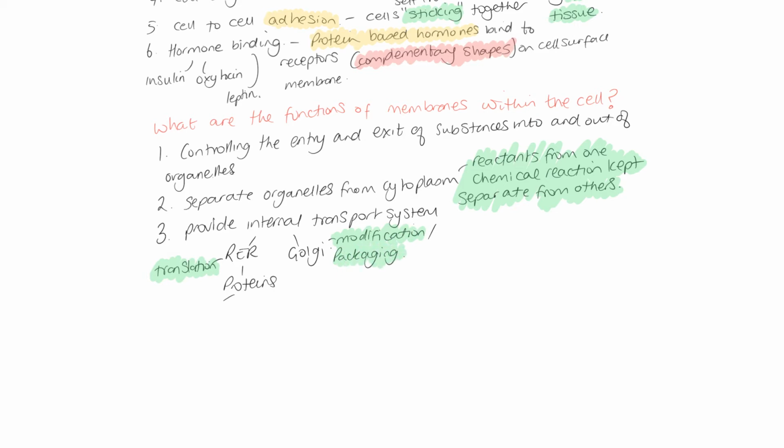Number 4, they can isolate enzymes that might otherwise damage the cell's contents. This is done within lysosomes. For instance, lysosomes contain hydrolytic enzymes like proteases and lipases that would otherwise digest the contents of the cell.